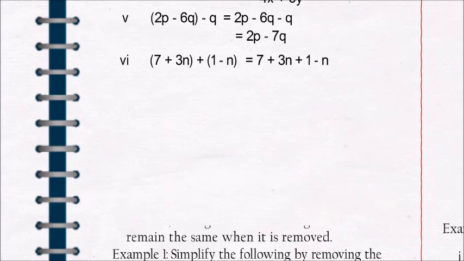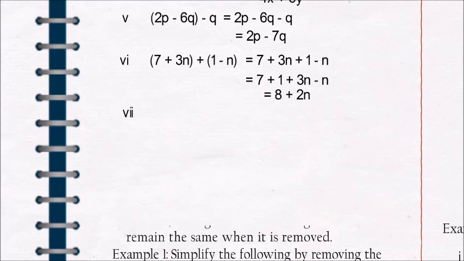Now we collect all the numbers together and we collect all the values in n together. We have 7 plus 1 plus 3n minus n. 7 plus 1 leaves us with 8, and then 3n minus n leaves us with 2n. So we have 8 plus 2n.